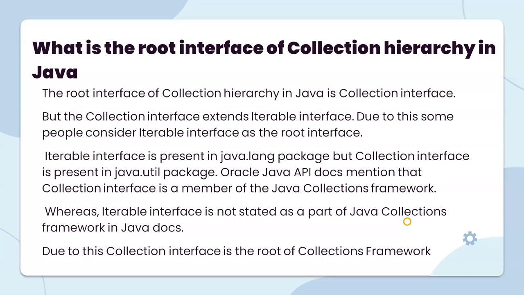The Iterable interface is present in the java.lang package, but the Collection interface is present in the java.util package. Oracle Java API docs maintain that the Collection interface is a member of the Java collection framework, whereas the Iterable interface is not stated as part of the Java collection framework in the Java docs. Due to this, the Collection interface is the root of the collection framework.